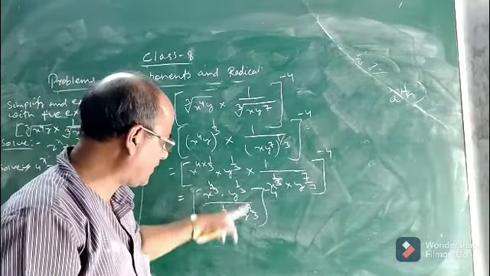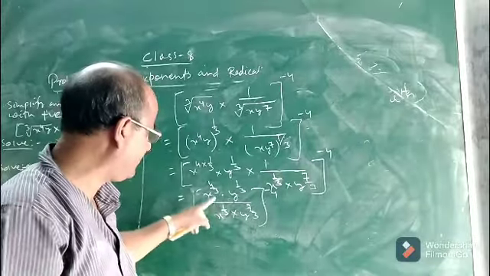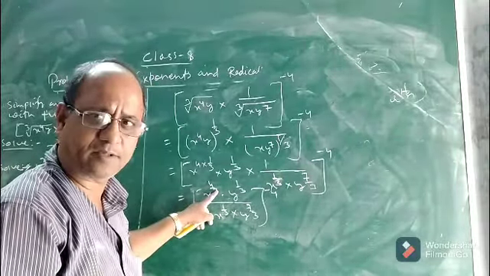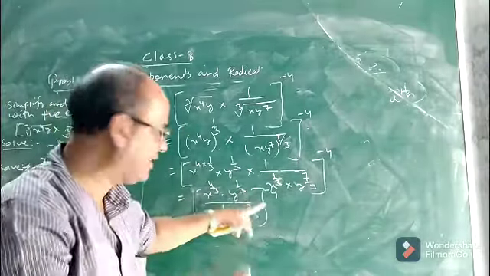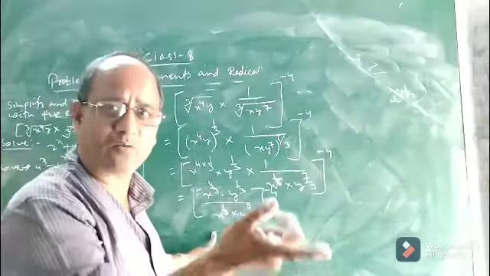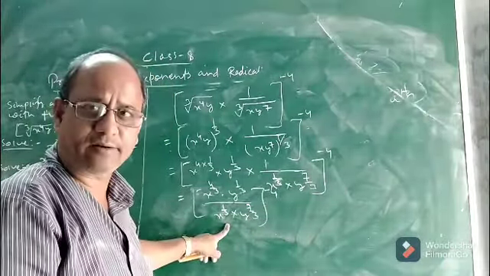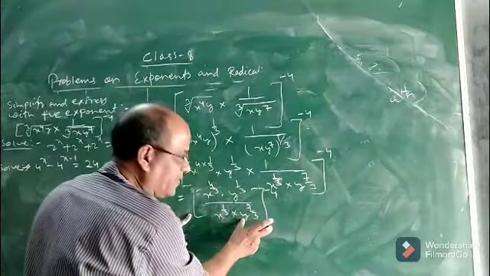Again, y to the power 1 by 3 is divided by y to the power 7 by 3. Since the two bases are the same, this exponent must be subtracted from this exponent in the next step. That means we are doing the work of the inner bracket. We are evaluating the inner bracket. If you do the work of this bracket, it will be omitted.